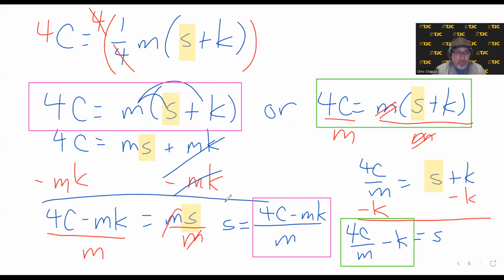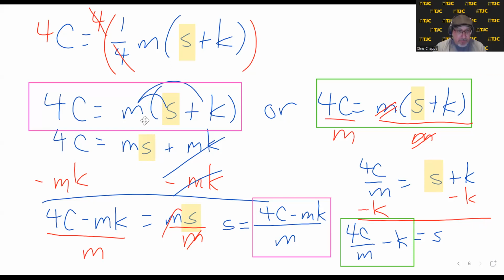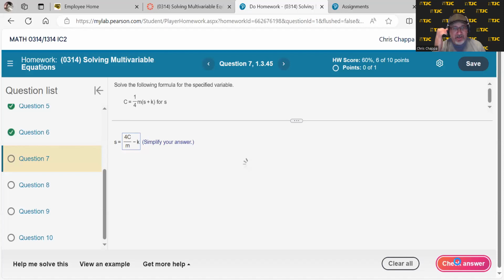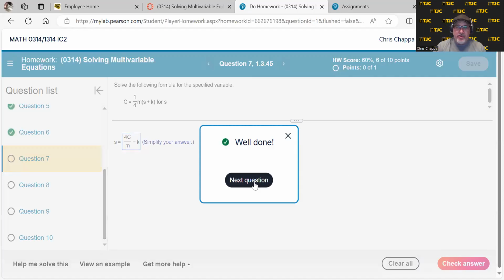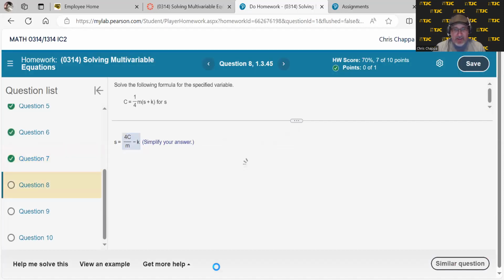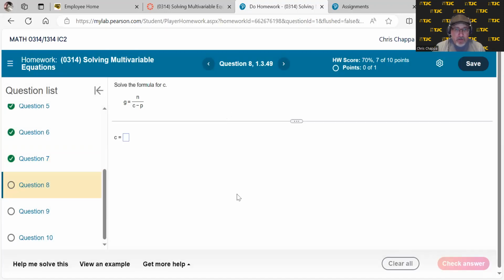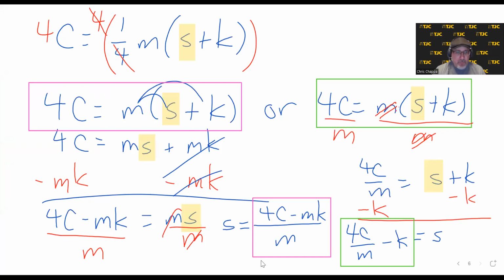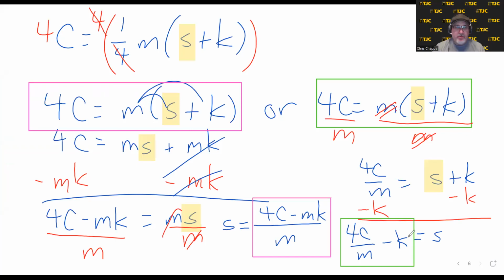Let's see which one I want to put in. Let me talk my way through this problem. We have the C, we multiply by 4 to get rid of the fraction. And then if we chose to divide by M to get rid of the times M, then we could do minus K to get rid of the plus K, and it should accept that. It would also accept the other answer that we got, the one that had one fraction, the one in the pink box down here. All right, just a few more. And hopefully you're getting something out of this.